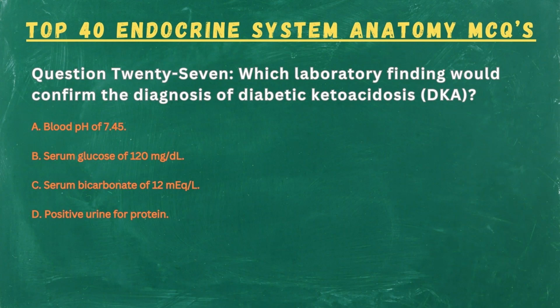Question 27. Which laboratory finding would confirm the diagnosis of diabetic ketoacidosis, DKA? A. Blood pH of 7.45. B. Serum glucose of 120 milligrams per deciliter. C. Serum bicarbonate of 12 milliequivalent/L. D. Positive urine for protein. Answer: C. Serum bicarbonate of 12 milliequivalent/L.